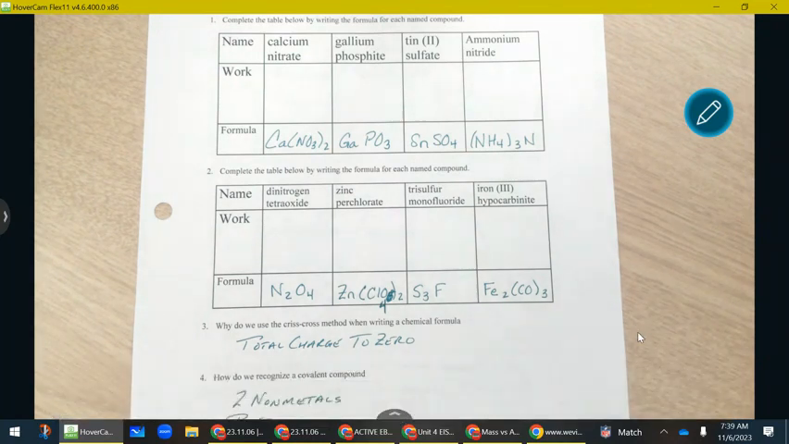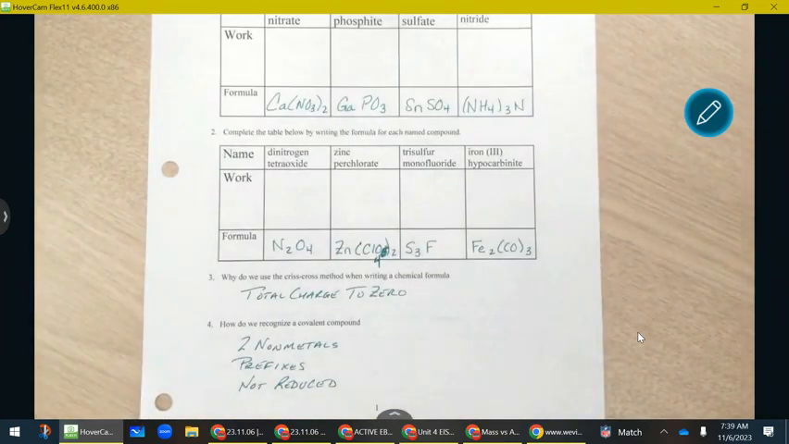Okay. Why do we use the crisscross method when writing a chemical formula? To get the total charge to 0. That is why we do it. It gets our total charge on our compound to 0. How do we recognize a covalent compound? It is between 2 nonmetals. It has prefixes. It is not reduced. Okay? You can't tell me there are no charges because we can't recognize that by looking at it. Okay? Questions?